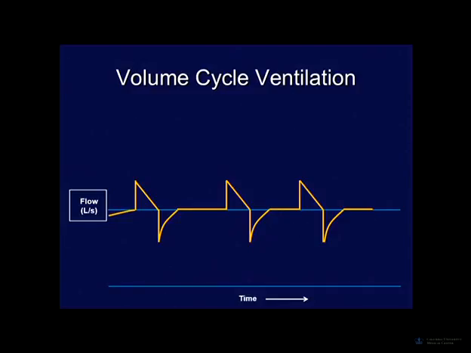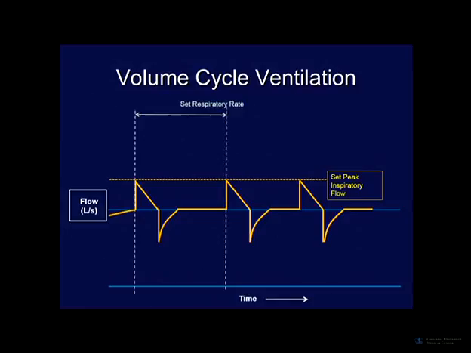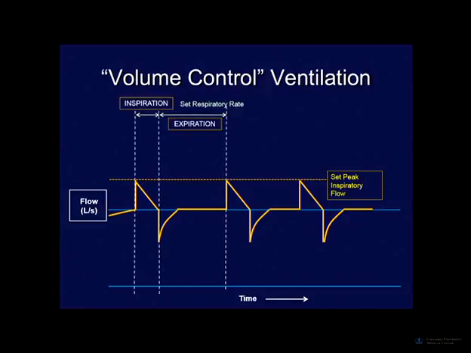So here we're setting flows. We can set how the flow is delivered, but basically this is your peak flow, and then it comes down. This is inspiration, and this is exhalation, which again is passive and set by the patient. By setting flow, we are determining the peak inspiratory flow. We also set the respiratory rate, how often that happens. Inspiration is that upward deflection, and then expiration is the downward deflection the rest of the time until the next breath is delivered.